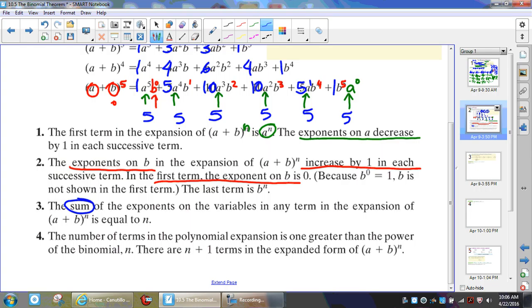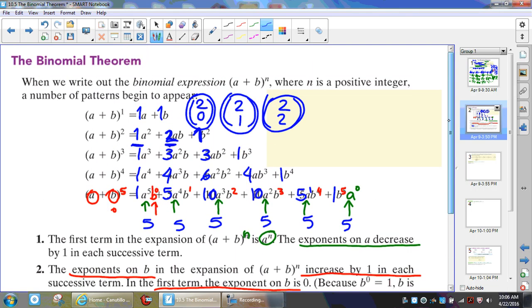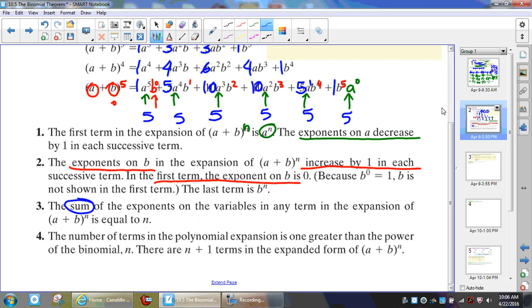Okay? Now, the number of terms in the polynomial expansion is 1 greater than the power of the binomial. So for example, if we have something to the second power, how many terms do we have? 1, 2, 3. If we have something to the third power, how many terms do we have? 4. Fourth power, 5 terms, and so on. Okay? So that's what the very last statement means. That you will always have n plus 1 number of terms.